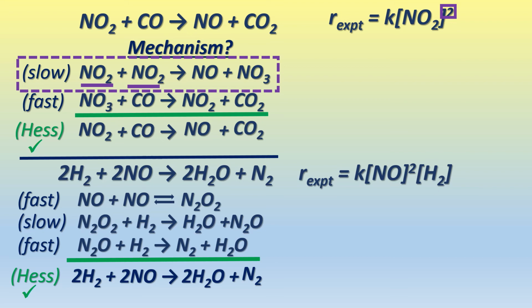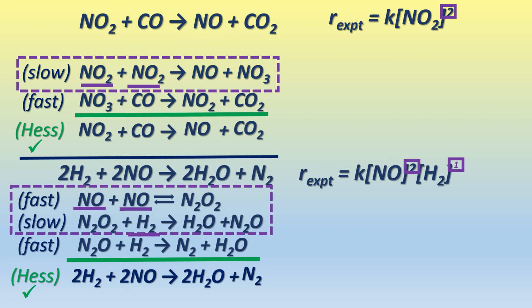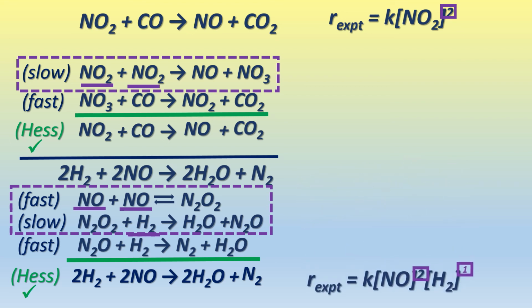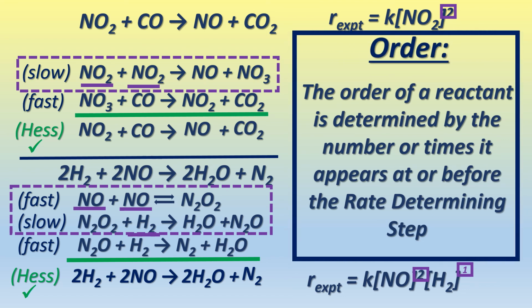For the second reaction, NO shows up before the rate determining step twice, and it's second order. H2 shows up in the slow step once, shows up a second time in the fast step, but it's not included. So the order of H2 is 1. Essentially, the order of each reactant tells you exactly how many times that reactant is going to show up in the mechanism, either at or before the rate determining step.